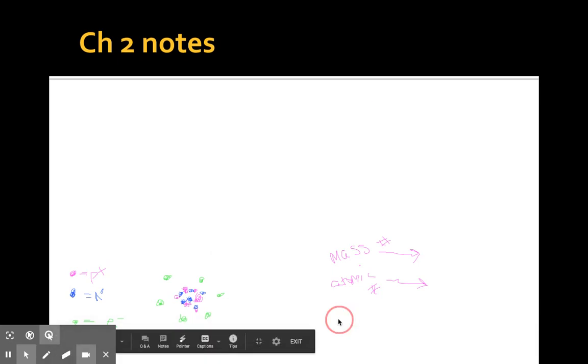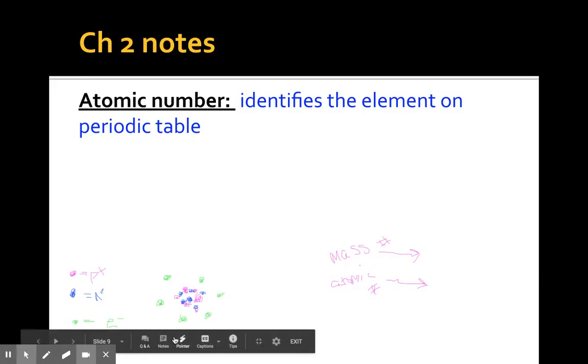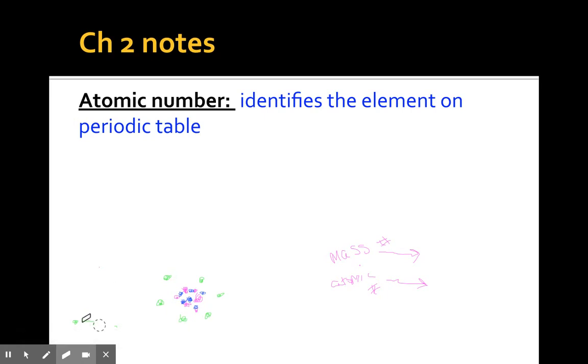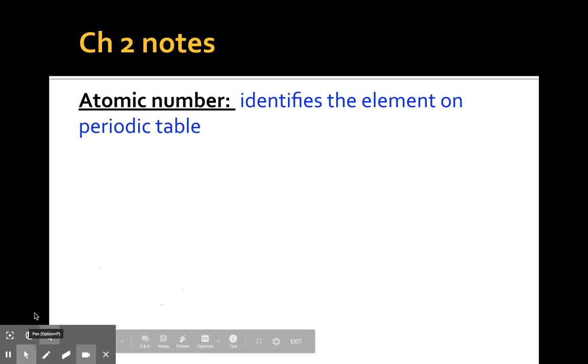Oops, let's see if I can advance here. Oops, and now I got to erase. All right, sorry. I apologize for my time erasing.